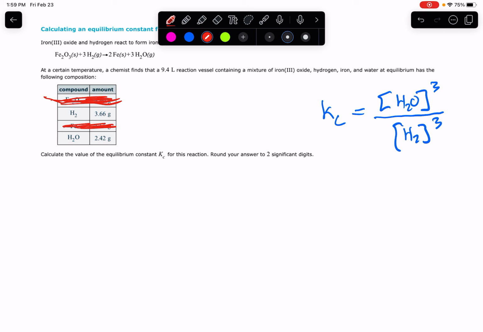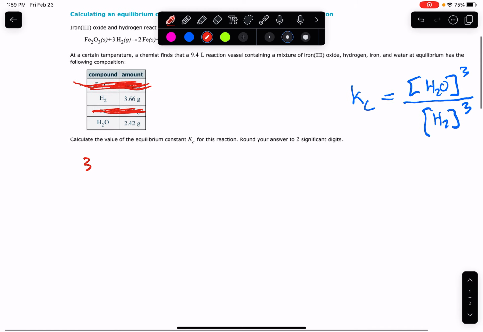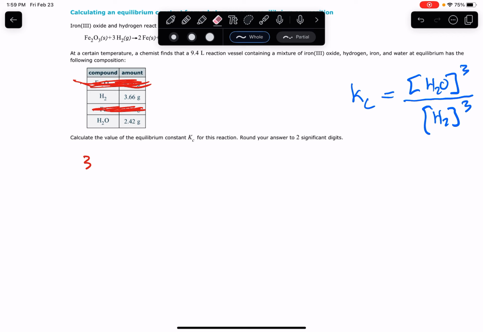So let's start off with our H2 concentration. And we're going to have to do our basic train tracks, which I don't like that color. Let's go back to our very soothing blue color. I'm going to start off with my 3.66 grams of H2. And I'm going to put into my little table here and divide it by its molar mass.